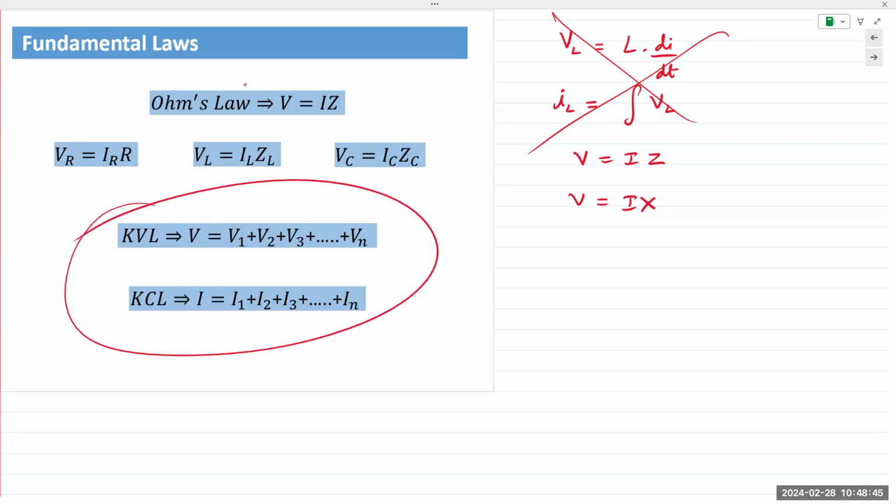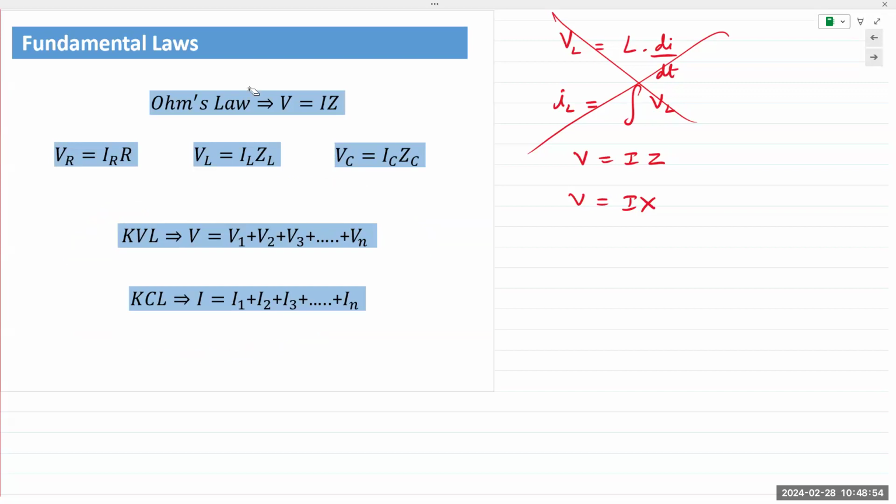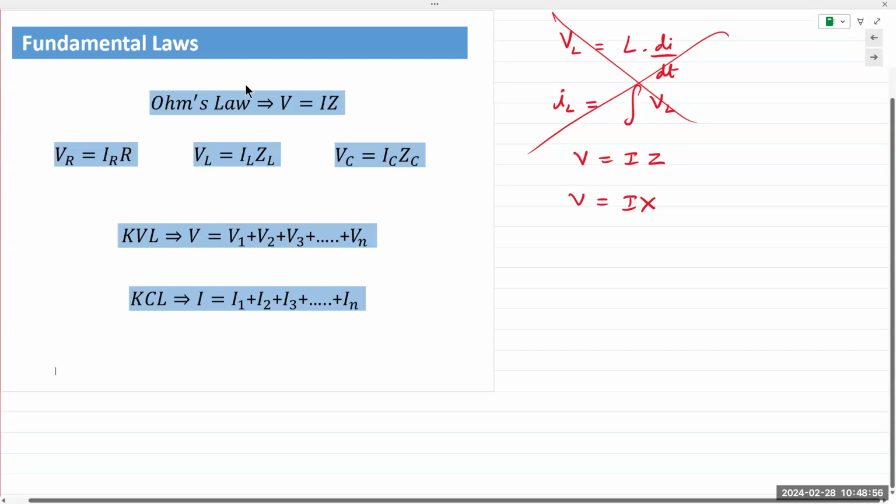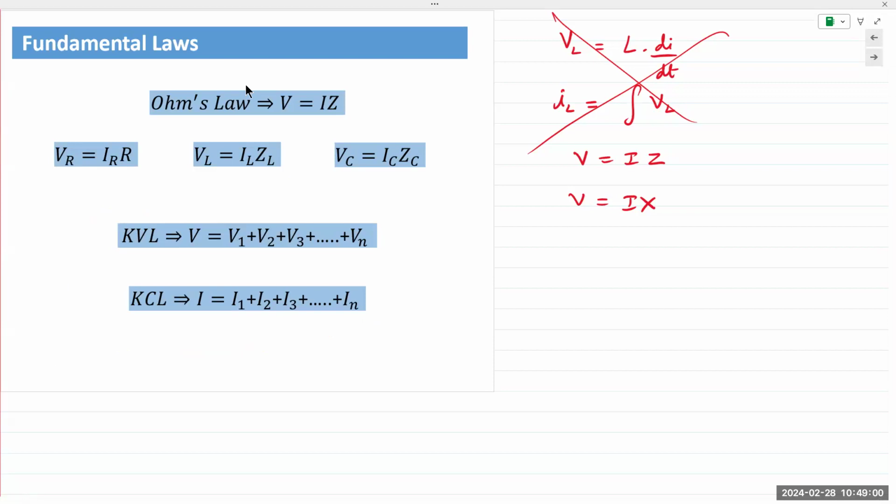All the techniques that we learned, mesh current analysis, node voltage analysis, superposition, everything applies exactly the same way as we learned in chapters 1 and 2. And that is the beauty of using complex number math. Differential equation problems are reduced to simple circuit analysis problems. So VR is IR times R, VL is IL times ZL, and VC is simply IC times ZC.